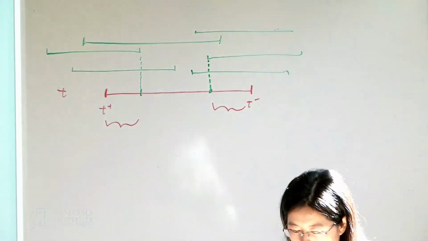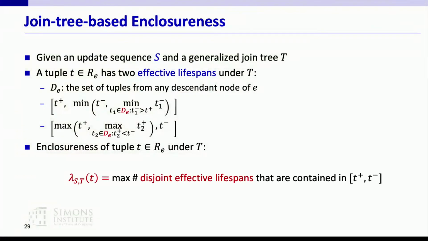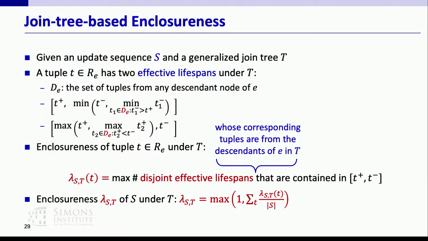Now the join tree-based enclosure list for one tuple is defined as still the maximum number of the effective lifespans that are contained in this one, but we only consider tuples from the descendant node of this relation. The intuition is that only the updates in the descendant node will change the status of this tuple. And similarly, the enclosure list of this whole update sequence is defined as the average enclosure list of tuples in the update sequence.